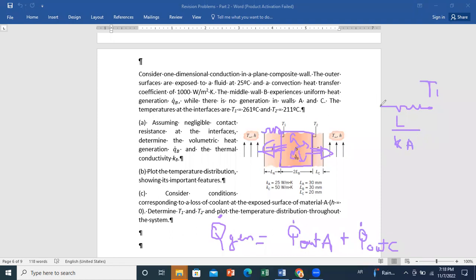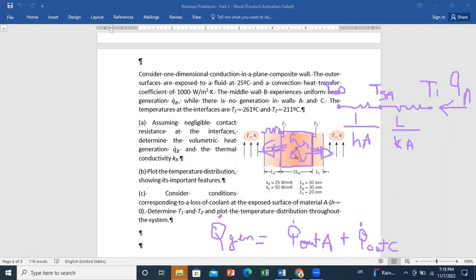And when I have convection with the outer side, I can write here to go from T surface, if you want, we can call it T surface of A, to T infinity, we have the convective resistance. So we have H, so we have 1 over HA. And the heat flux going through this thermal circuit is Q through A.